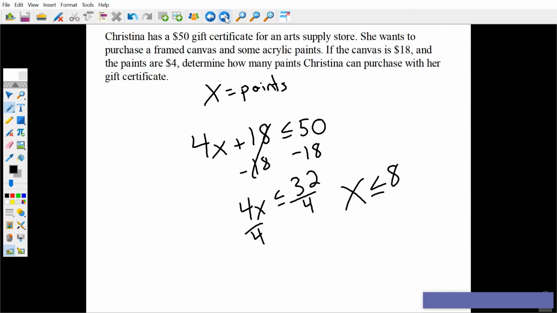First off, x is paints because that is what we are looking for. The paints are $4, so 4x plus $18 for the canvas, and we need this to be less than or equal to $50, which is our gift certificate. To solve that, we minus 18 from both sides, divide by 4, and we get x is less than or equal to 8.